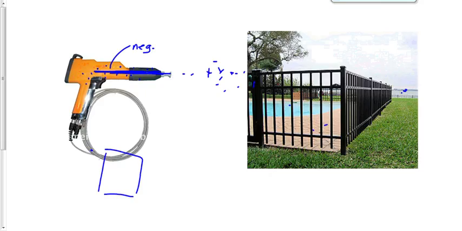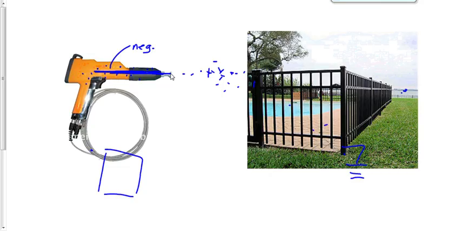Why does that matter? Well, because this metal fence, this conducting fence that is attached to the ground, is already attached to the ground, and it attracts these negative particles. So negative particles of paint get literally attracted to the fence. That allows for a couple of things. Number one, you get more even coverage.